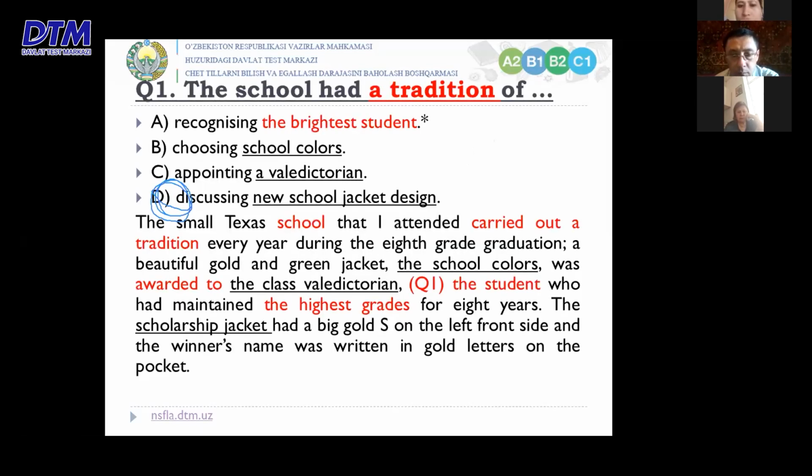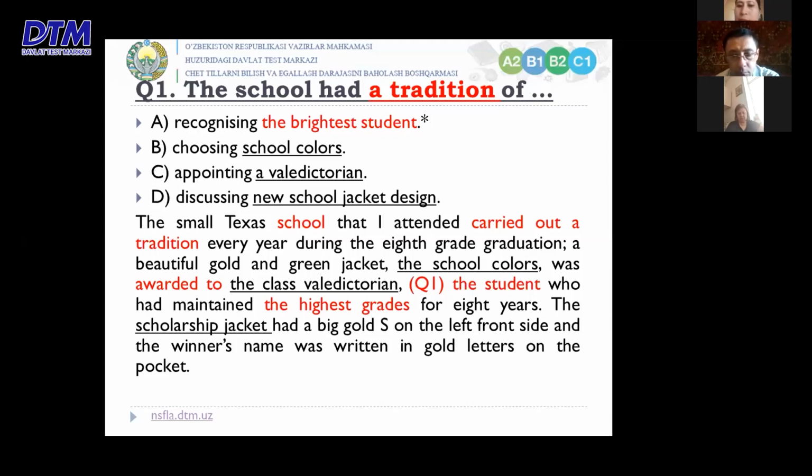The school had a tradition. We should be careful with the word tradition, so look at the tradition. Here is the part of the text where the school carried out a tradition, in red and bold, and you can find the answer to question 1. The student who had maintained the highest grades, it's in option A. The key is option A, recognizing the brightest student.